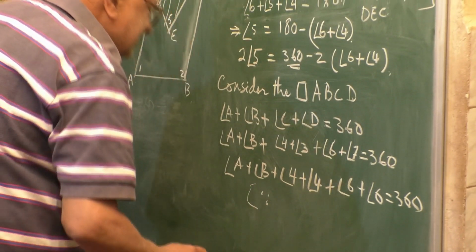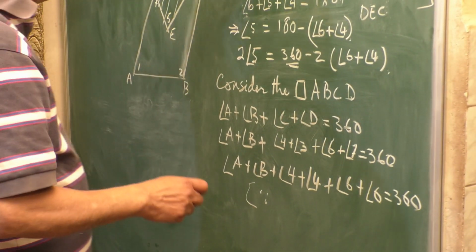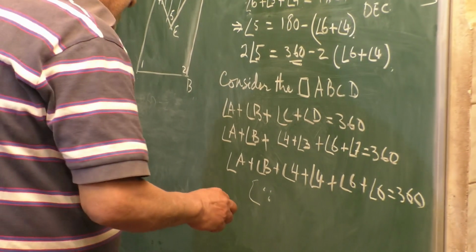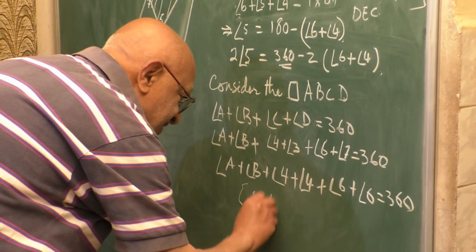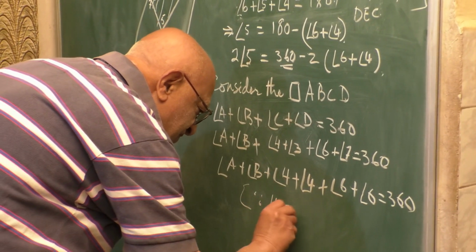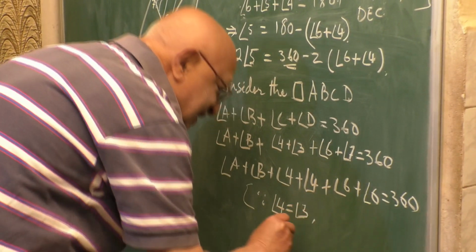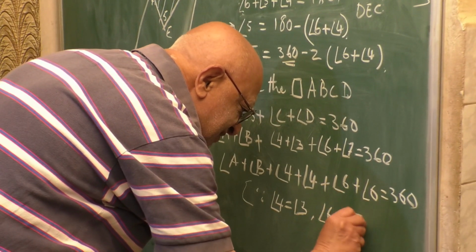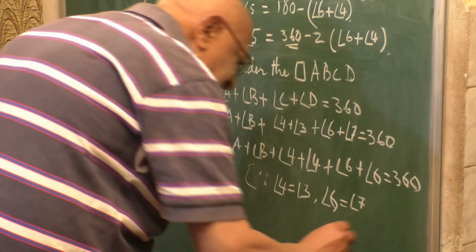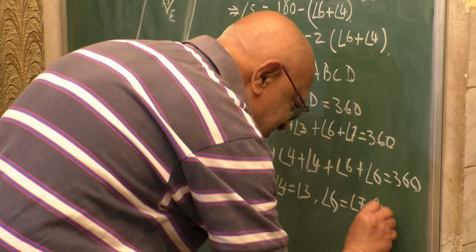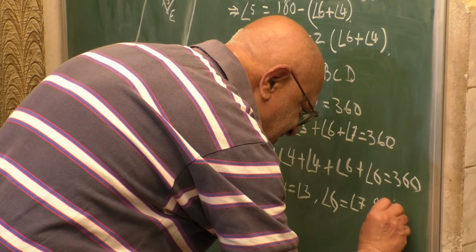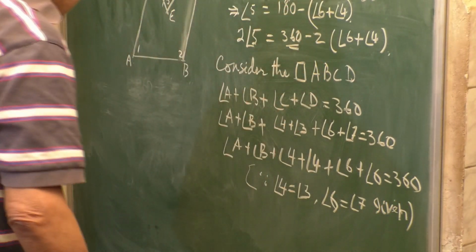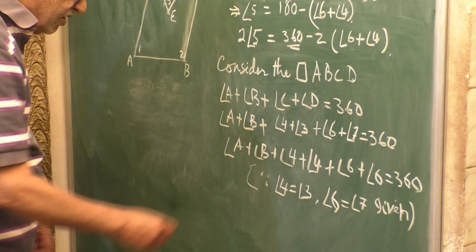Because the line segments bisect angle C and D, because angle 4 is equal to angle 3, or you can write that the other way around, and angle 6 is equal to angle 7. This is given.